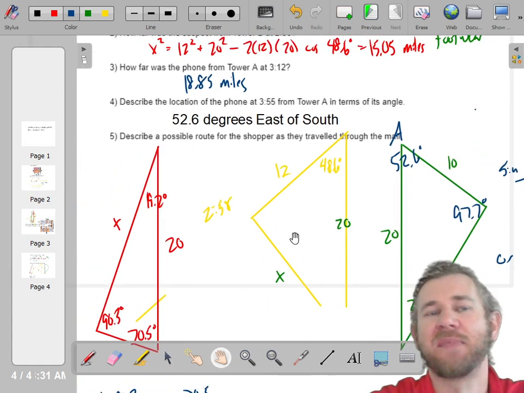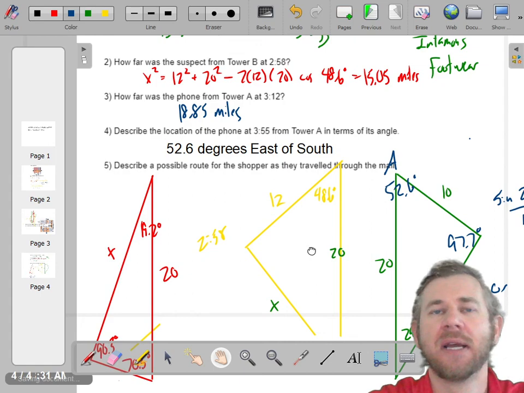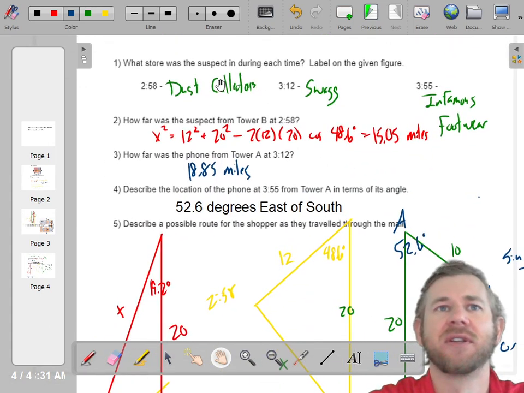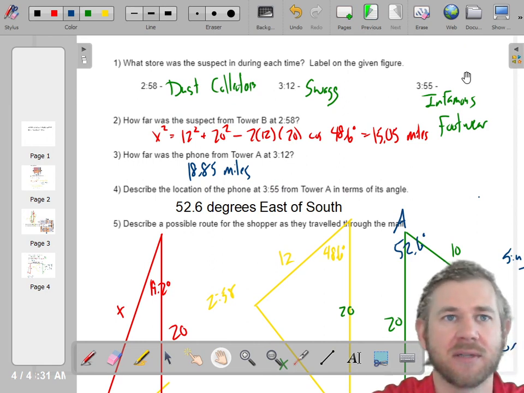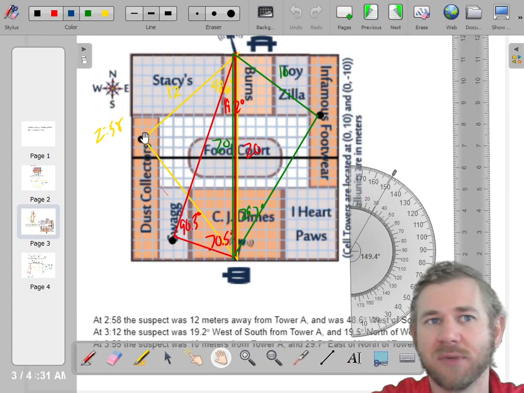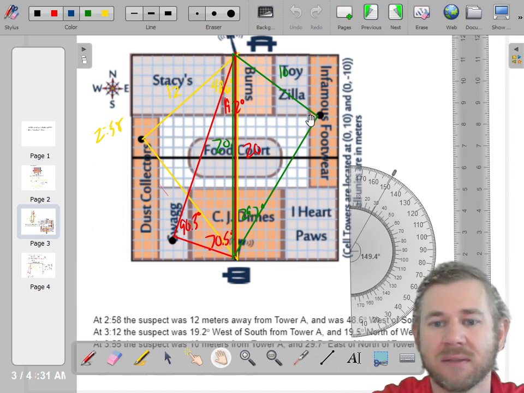Last question just says, describe a possible route for the shopper. I think there's only one route. They went to the dust collectors, and then they went to Swag, and then they went to Infamous Footwear. We have their times. So there's not really a good part to that question. It's just they went to those three places in that order. I mean, you can kind of try and visualize it, but they went here, and then they went there, and then they went there. Okay, that's it.